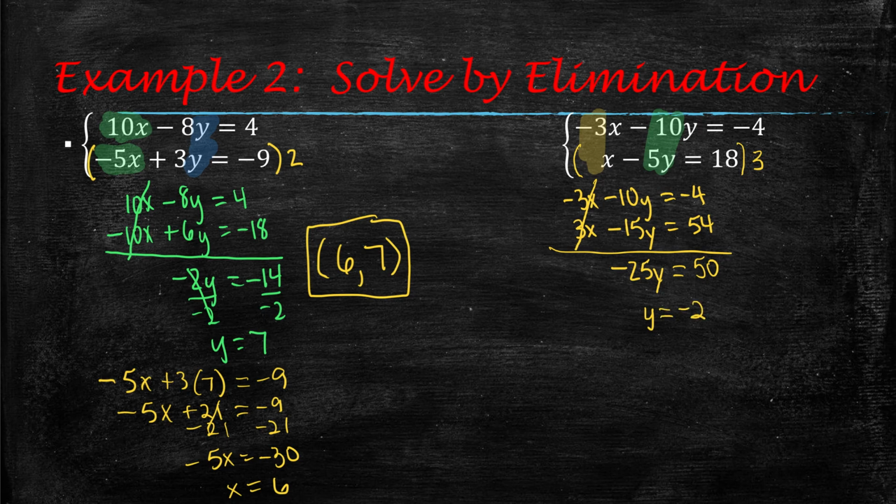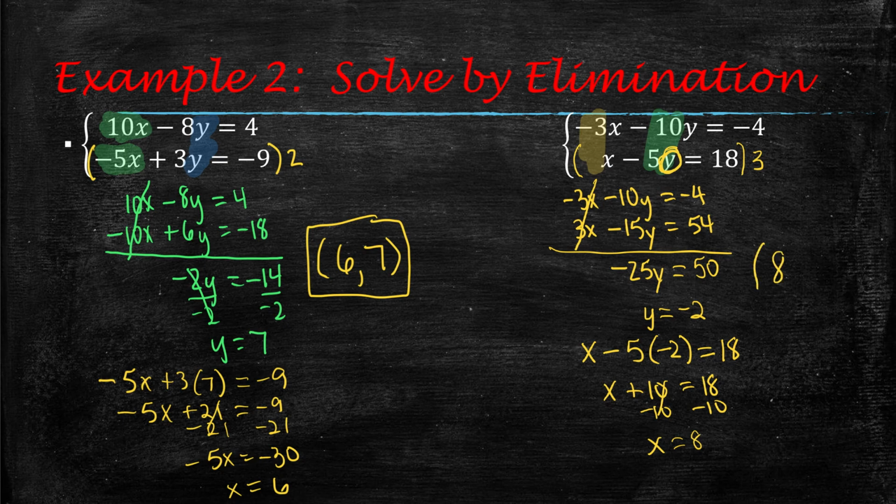And now let's plug it in. I'm going to plug it into this bottom equation right here where I see y. So I'm going to have x minus 5 times the y value of negative 2 equals 18. So that gives you x plus 10 equals 18. When you subtract 10, you get that x is equal to 8. So your solution would be your x value first, 8, negative 2.